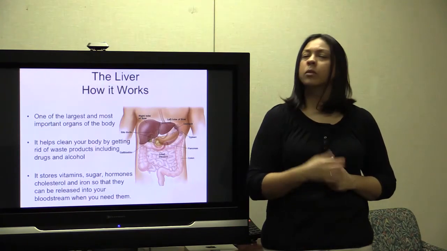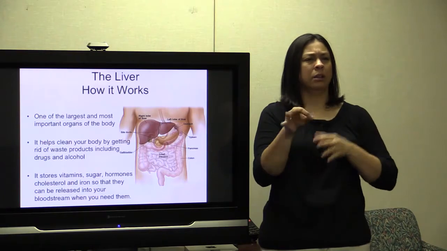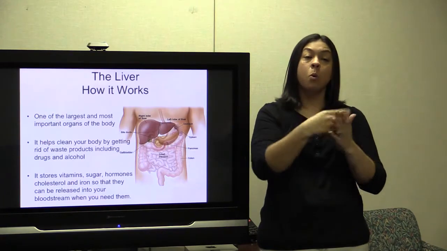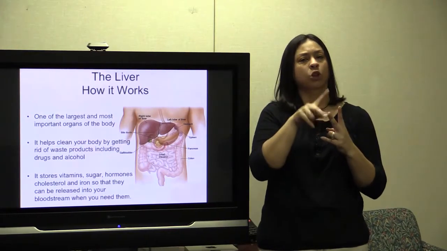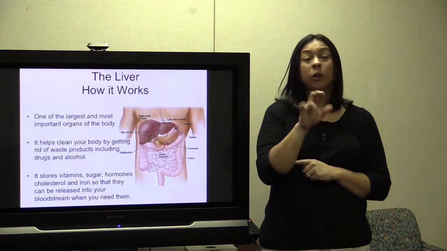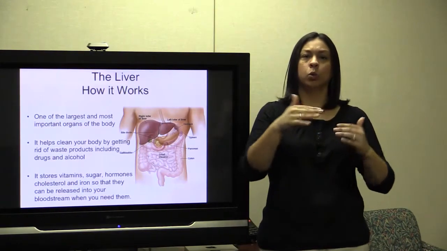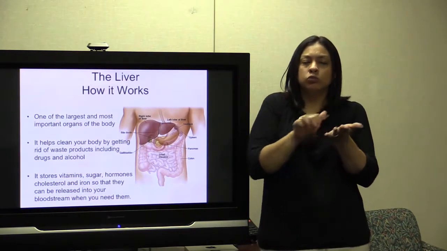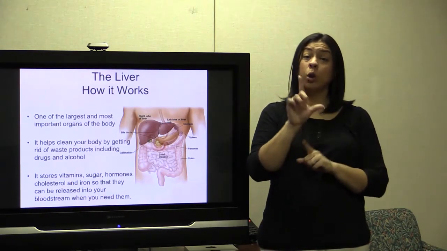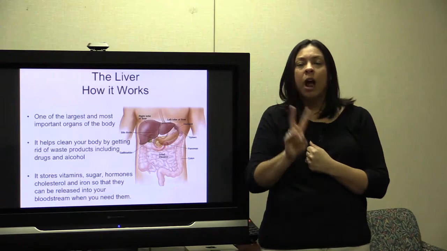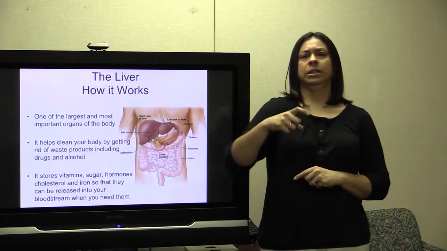I wanted to show you a little bit about how the liver works before we talk about hepatitis, because the hepatitis B and C that we're going to talk about actually affect the liver, and it's one of the largest and most important organs of the body. It's a cleanser of the body, and it gets rid of waste product, and also drugs and alcohol. And it's also a storage unit for vitamins, sugar, hormones, and they can be released into your bloodstream when you need them.